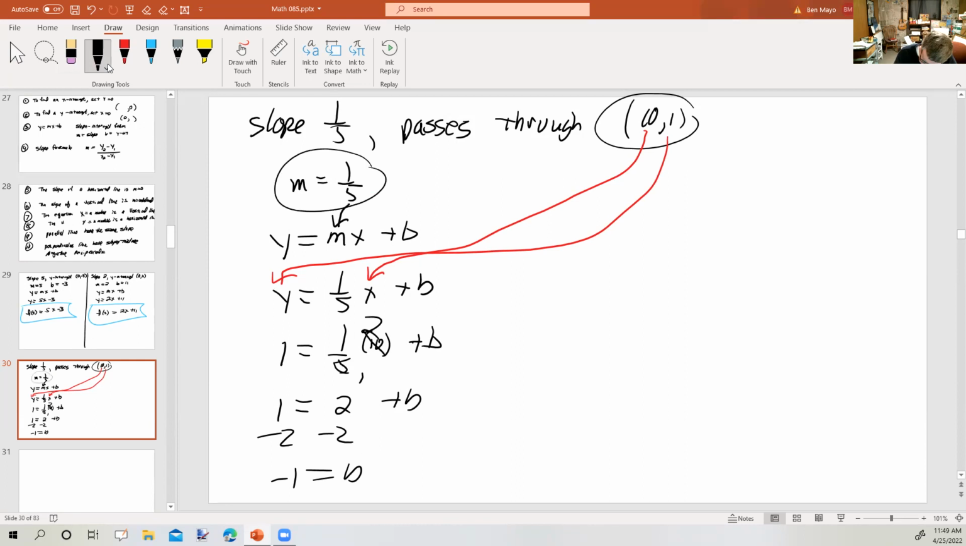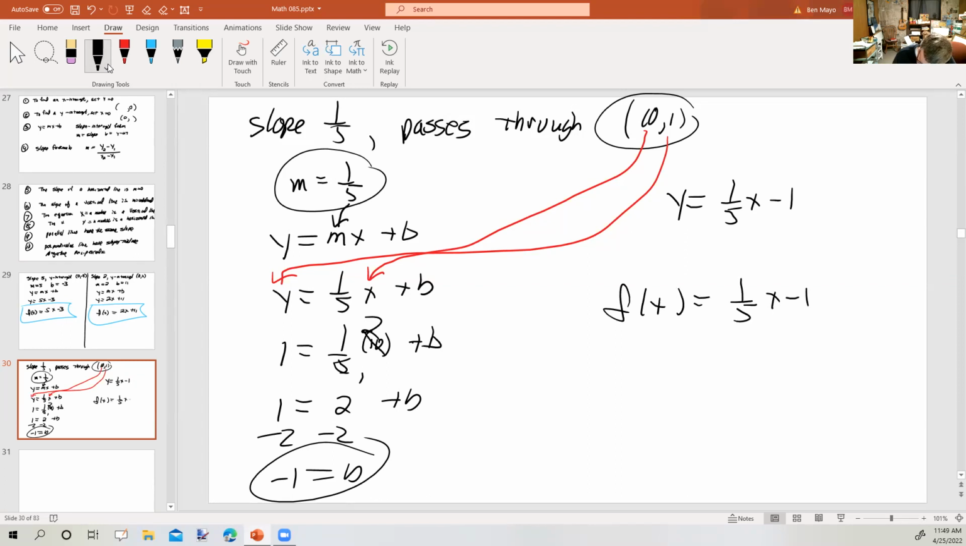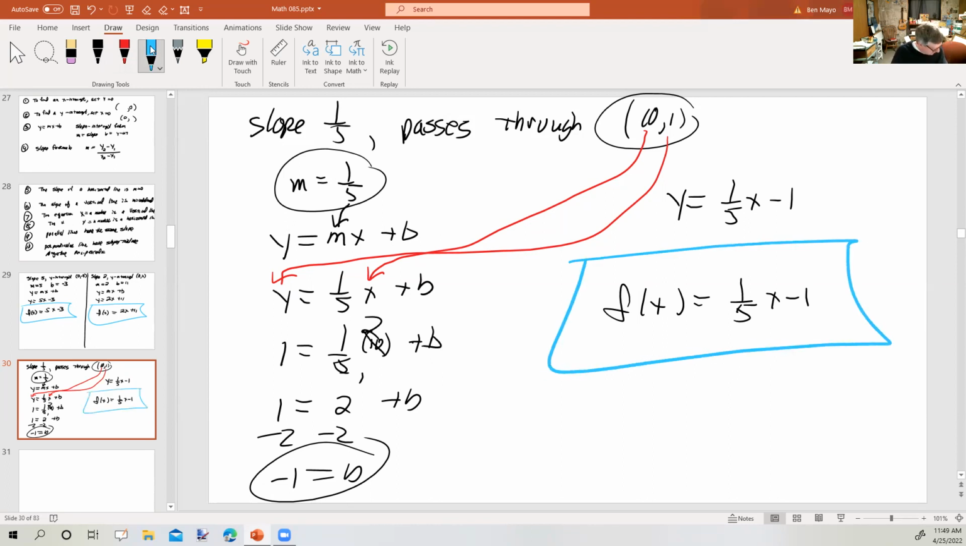So I've got the slope and the y-intercept. So y equals 1/5 x minus 1. F of x equals 1/5 x minus 1. Any question about that problem? Okay, let's see here. Let's take a look at another one of those.